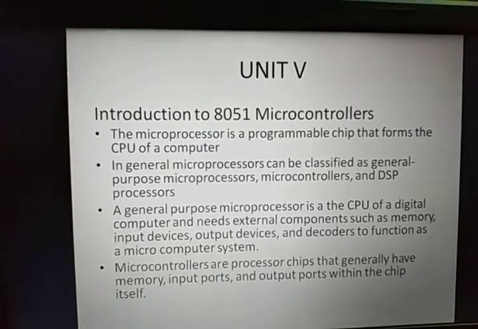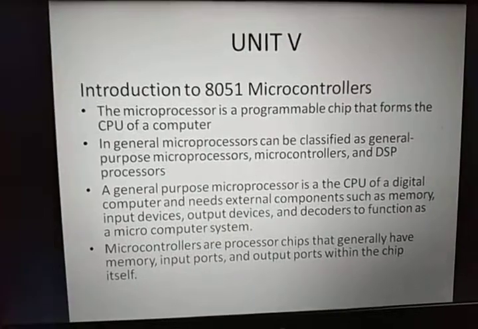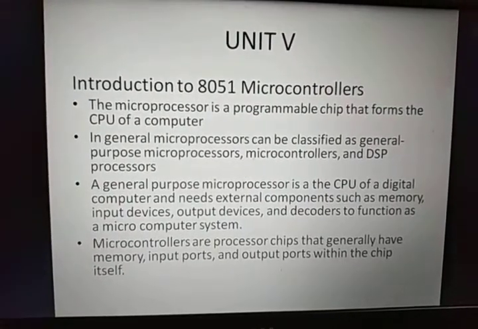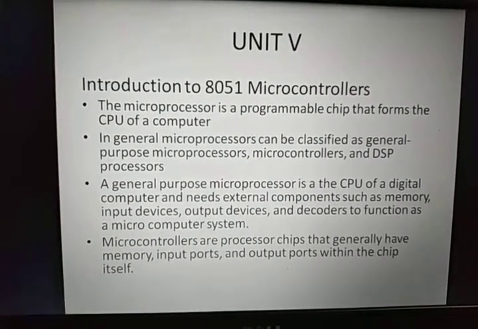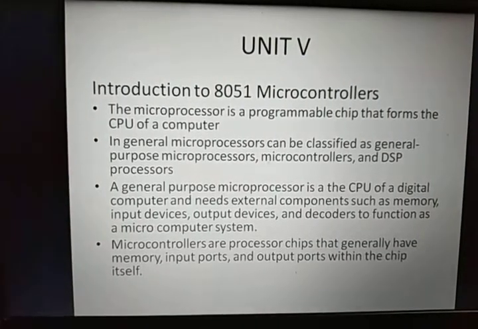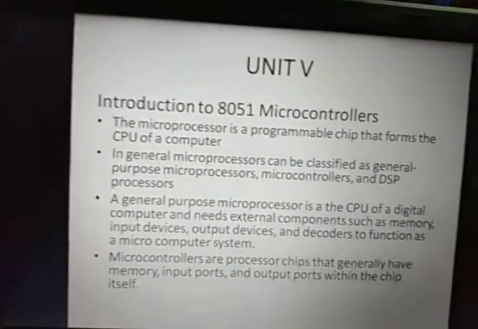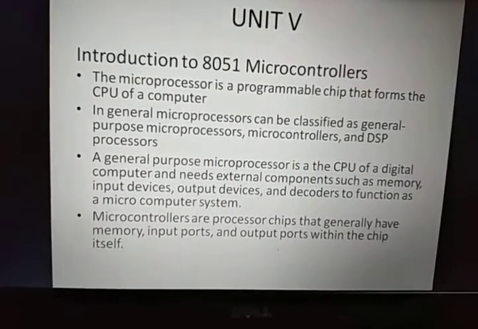Good morning, students. Today we'll go with the fifth unit in our subject. Under the fifth unit, we are going to have a discussion about one example microcontroller, that is Intel's 8051 microcontroller. So, coming to the introduction, first we'll know what is the difference between microcontroller and microprocessor.